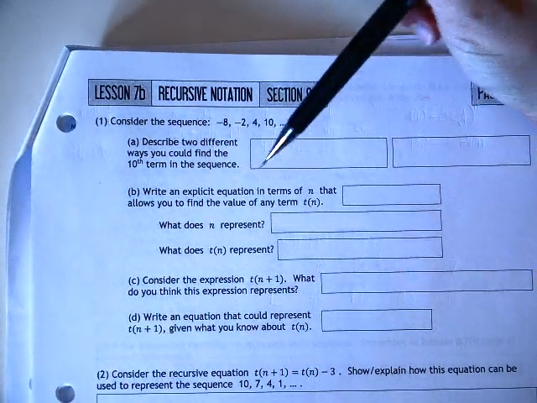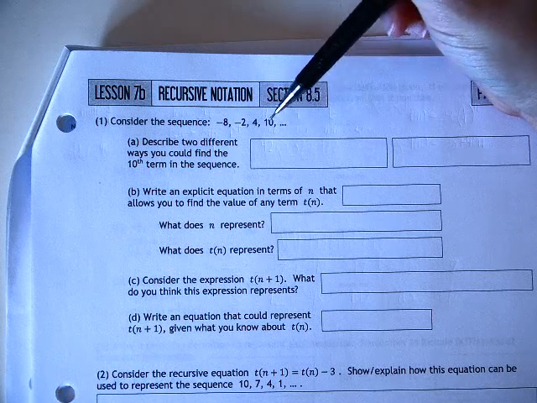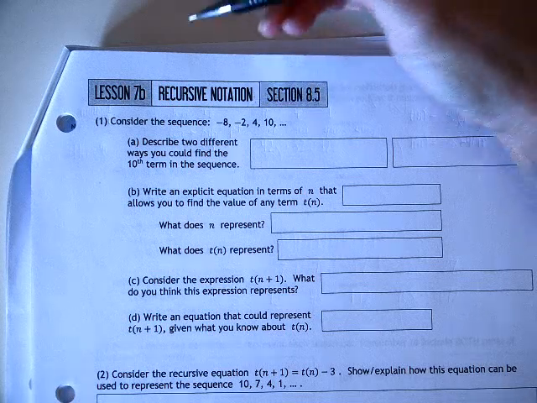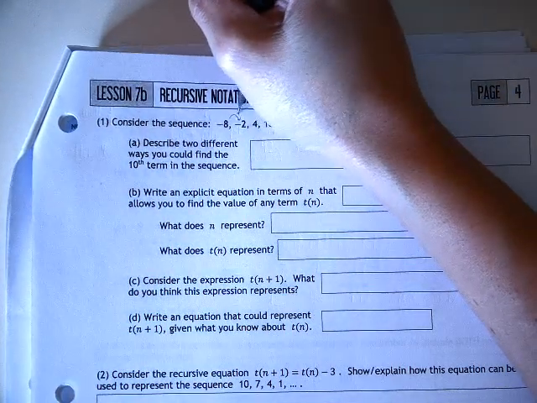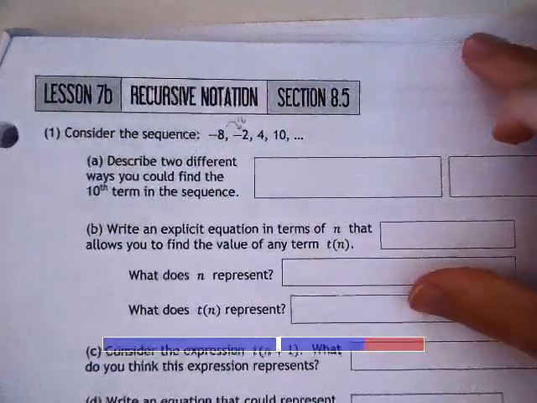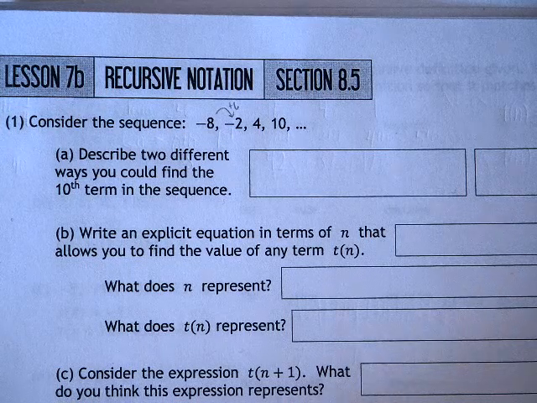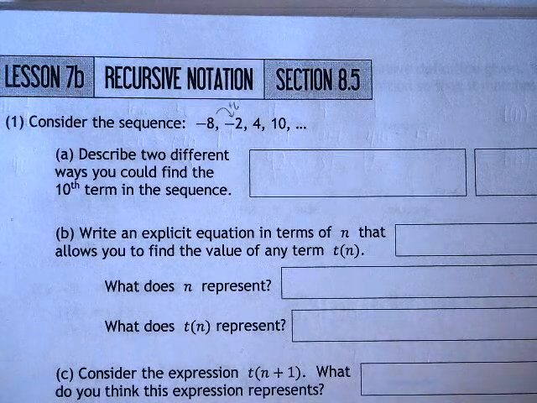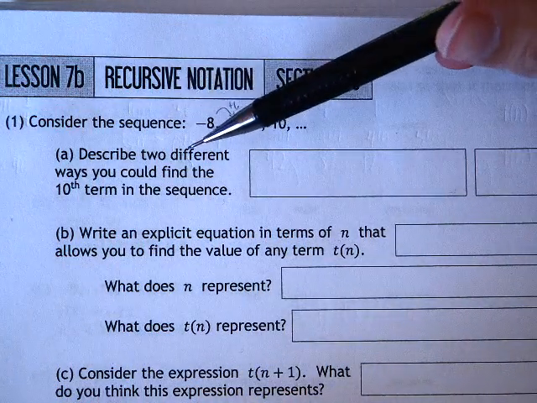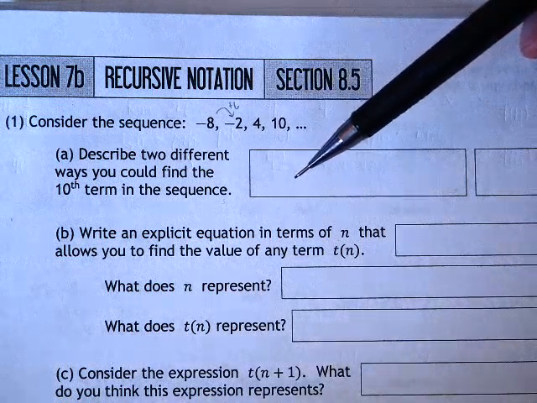For example, if we take a look at question number 1, we can see a sequence with a pretty distinctive arithmetic pattern. -8, -2, 4, 10, that's clearly going to be adding 6. So it must be arithmetic. And the idea is, if I know that this is an arithmetic pattern, that I should be able to write an explicit equation for it. But in letter A, it's not quite asking me to do that yet. Instead, it's asking me to find two different ways of figuring out the 10th term.